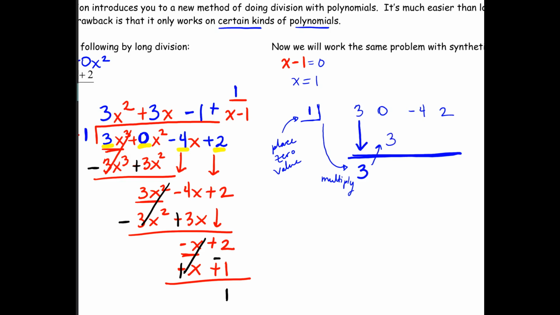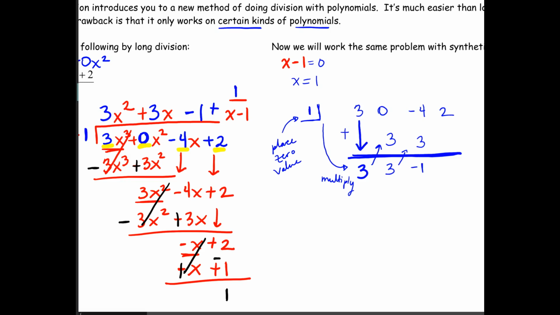Yes, Jaden knows the process. So this is where the answer goes, and then you will add straight down. So now we add the numbers. What is 0 plus 3? 3. And the process continues, just like long division. What is 1 times 3? 3. So I put my answer here. You multiply again, and you add straight down. What's -4 plus 3? -1.